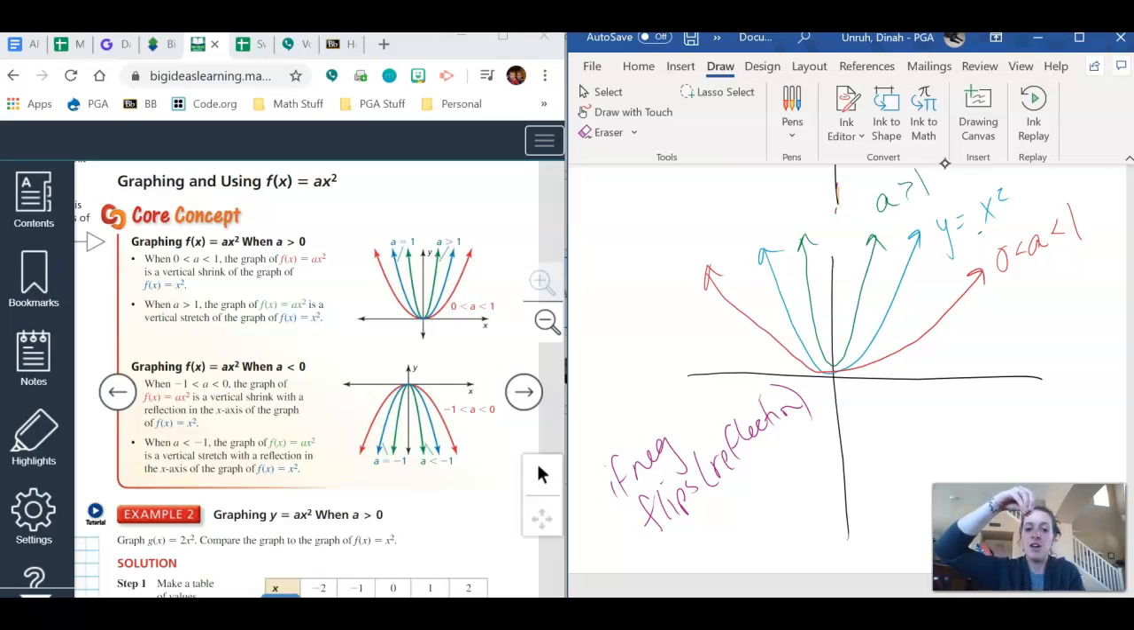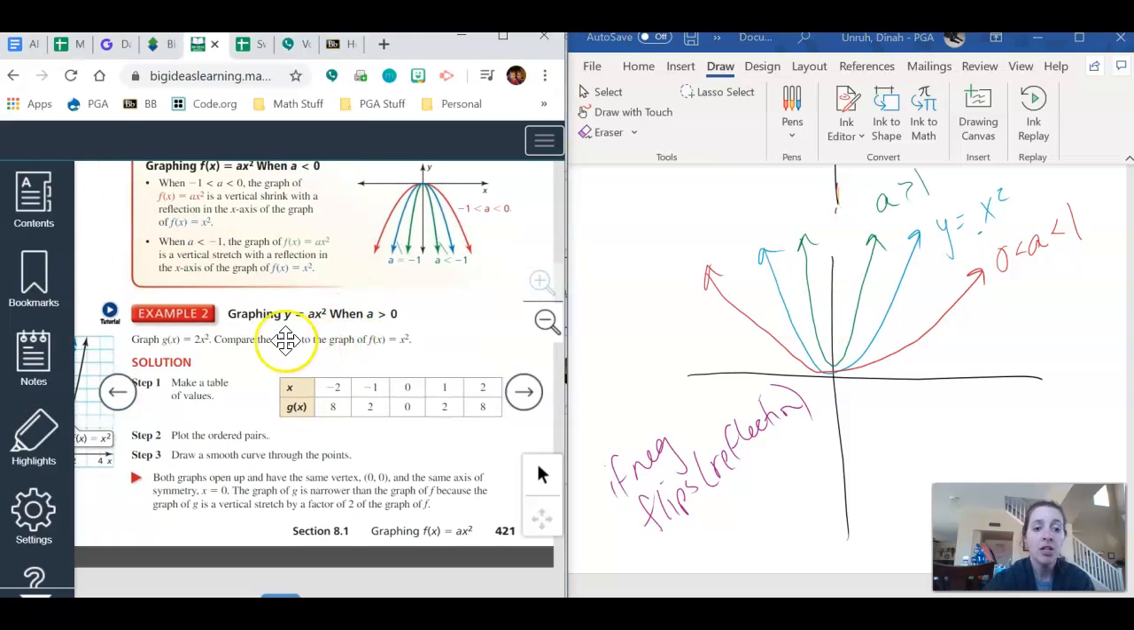And if that a value is a fraction or decimal, I'm kind of putting my hands on it and I'm smushing it down together. So again, it doesn't matter whether it opens up or opens down, it's kind of smushed still. Okay, so we're going to be graphing some of these.